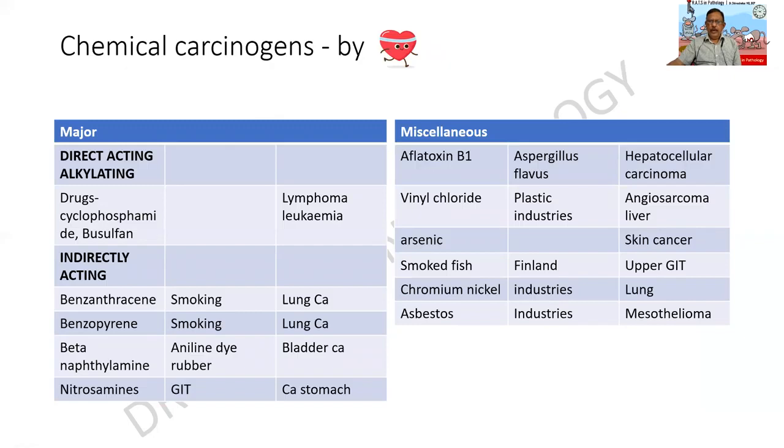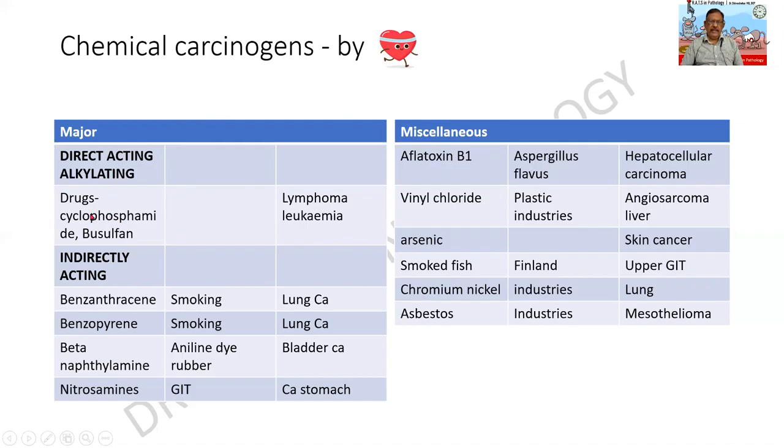Classification is an aid to orderly thinking. I would like you people to kindly learn it by heart. I have somewhat summarized it, though not meaningfully. The chemical carcinogens can be divided into major carcinogens. These again are divided into direct acting and indirect acting.